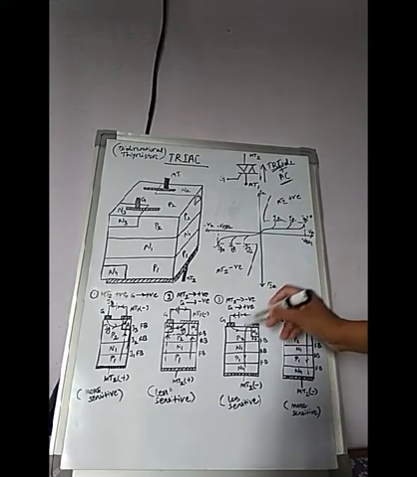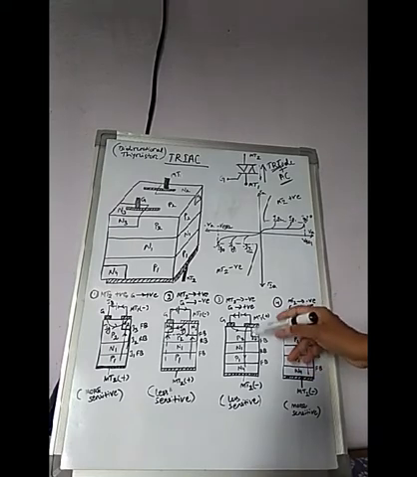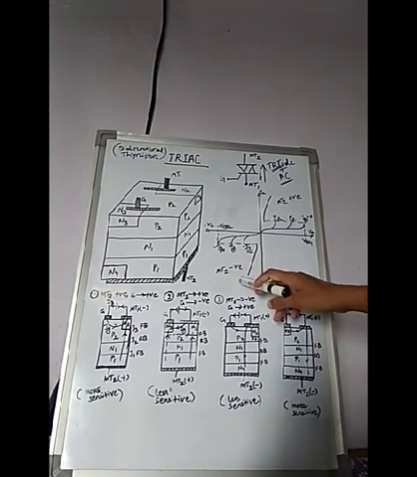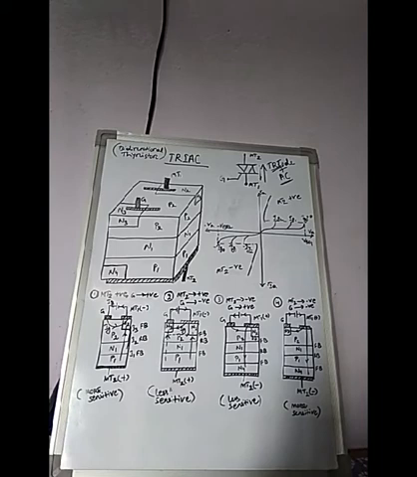But here this device turns on with the help of this remote gate signal. That's why this mode of operation is not sensitive. It is less sensitive in the third quadrant. Okay, so here MT2 negative and gate positive in the third quadrant.